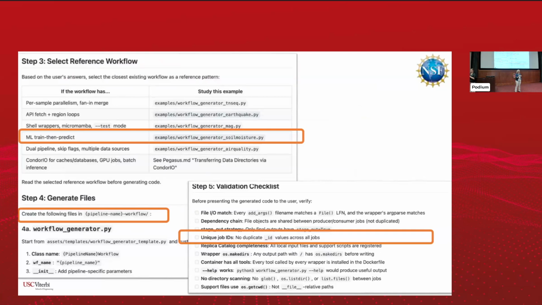It gives a number of different reference workflows, and it tells you, if you have a workflow that does machine learning training and then prediction, use this example from our repository. It talks about how to generate the workflow name, so simple things. And then it has a whole validation checklist, right? So before the user actually receives the workflow, this workflow will be validated in a number of different steps.